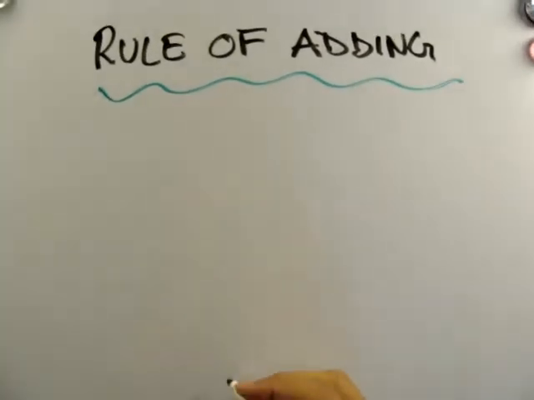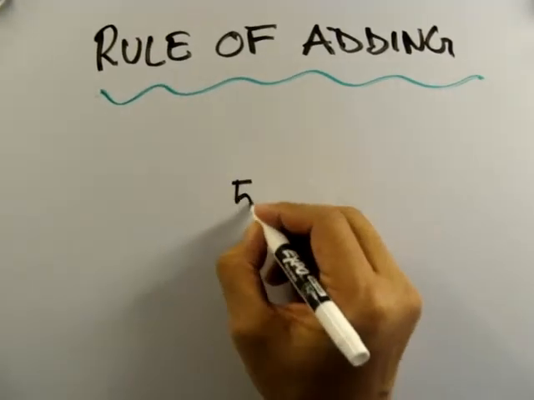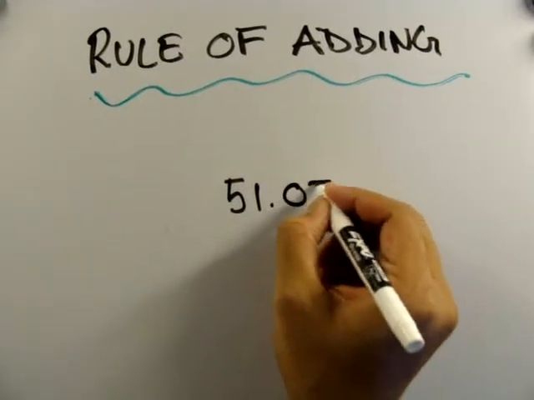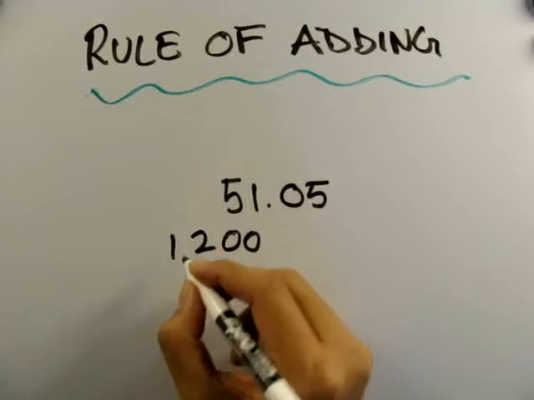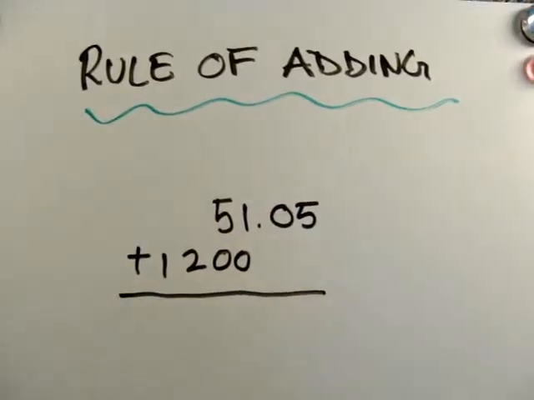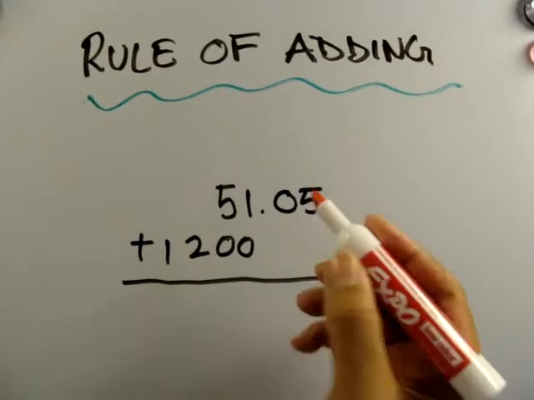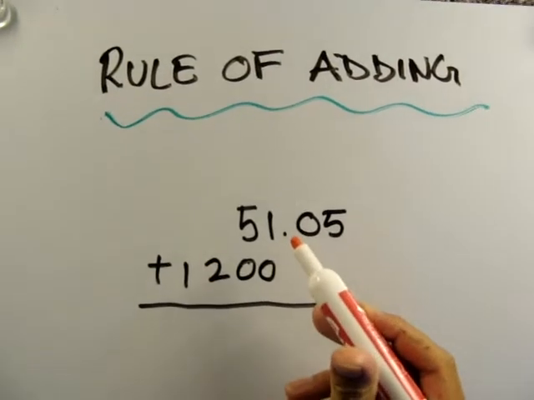So the first rule we're going to do today is the rule of adding. Let's say I have the numbers 51.05 and my second number is 1200, and we are obviously adding them. So how would we do this? The first thing we have to pay attention to is how many significant digits we have, so the presence or absence of decimals.